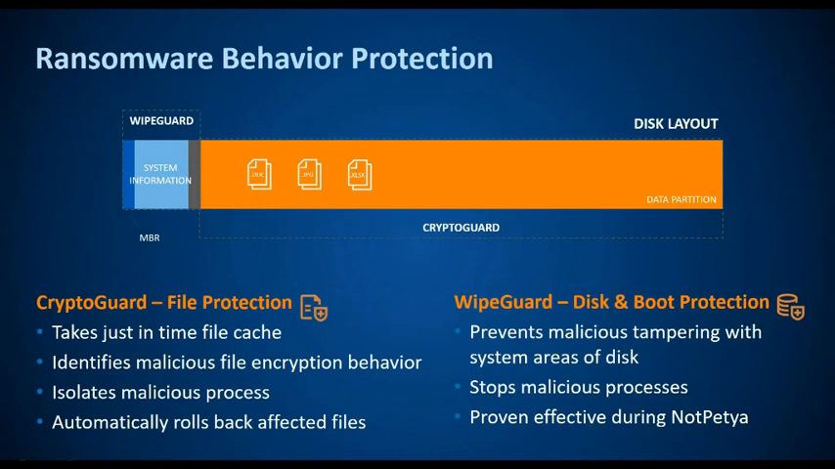So CryptoGuard, first of all, was incredibly effective against WannaCry. CryptoGuard runs on the machine and is designed to protect the individual files. What it does is it takes a just-in-time file copy of any writes back to the hard disk. So it's looking to identify the behaviors of malicious file encryption that we often see by ransomware. And if we identify that malicious file encryption, we can isolate the process. And because we've got this just-in-time cache of the last few files, we can then roll back those individual files. Now, that was effective against WannaCry because that tends to be how it operated. It was looking to encrypt individual files on the machine.